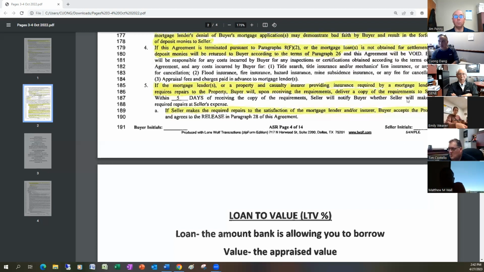Okay. Notice how it says, if the seller makes the repairs to the satisfaction of the mortgage lender. It doesn't say to the satisfaction of the buyer. Okay, so the buyer can't just say, well, I wanted a wrought iron railing, and they just put up cheap vinyl. But the lender okayed it, right? So it's to the satisfaction of the mortgage lender and or insurer.